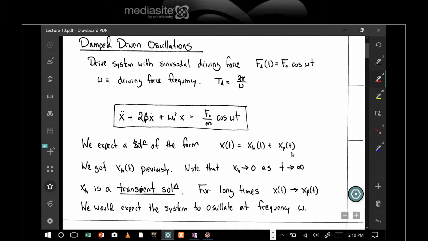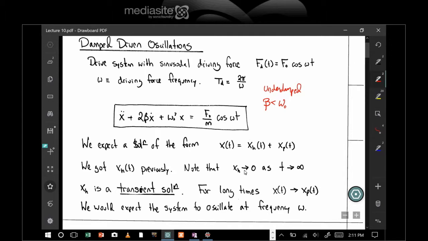Now, what's the homogeneous solution? For the homogeneous solution, I set this equal to 0. That's the solution for this differential equation equal to 0. Well, we know what that's going to be. It's going to be either an underdamped, overdamped, or critically damped system, depending on the values of beta and omega naught. For this problem, I have to choose a particular case, and I'm just going to look at an underdamped system, where beta is less than omega naught. It doesn't matter what we pick, but that's what I'm going to do here. It just makes things a little nicer to plot.